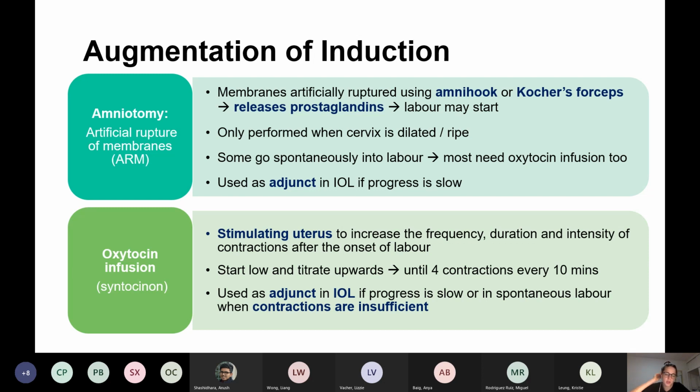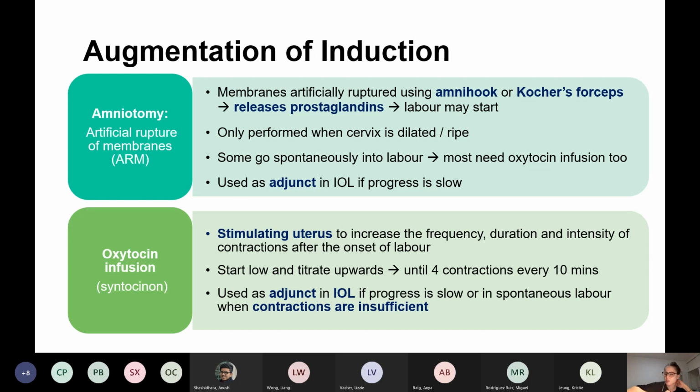And the other one is an oxytocin infusion, and this basically stimulates the uterus to increase the frequency, duration and intensity of the contractions after labour has started. So at this point, the woman's cervix has basically started to dilate, so you're getting into labour, and she's either having contractions or she's not, and you want to start them. So you basically start low and titrate up until you get full contractions every 10 minutes. This is to avoid, as we said before, the risk of uterine rupture from uterine overstimulation. So you don't want any more than 4 contractions in 10 minutes. That's bad if you get more than that.